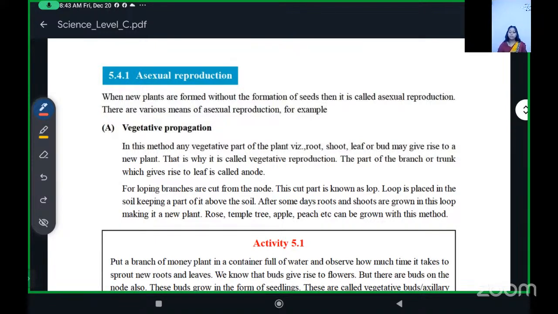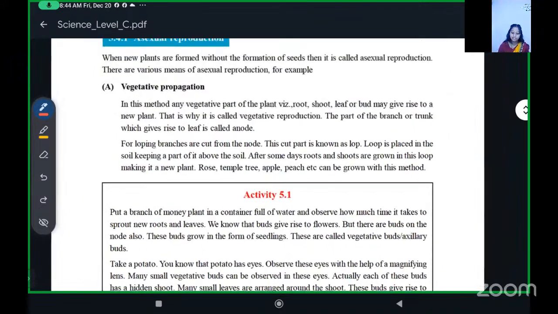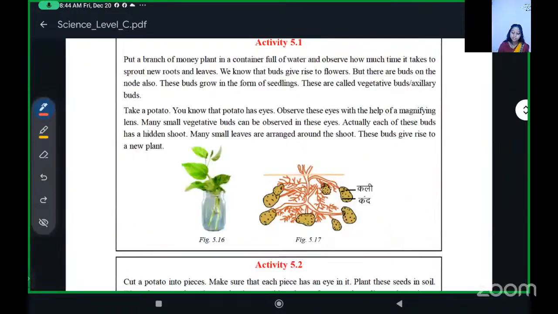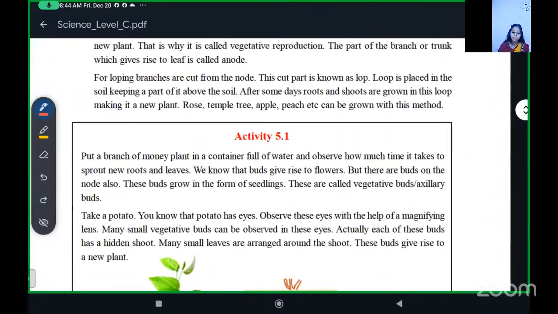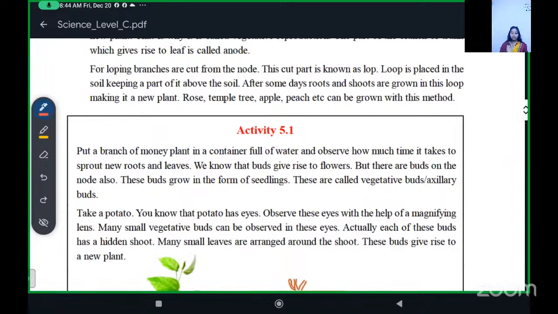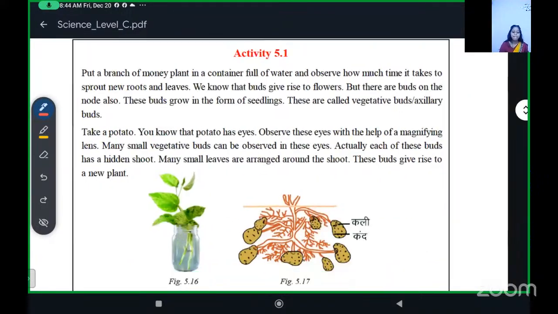The part of the branch or trunk which gives rise to a new leaf is called a node. Now, for looping, branches are cut from the node. This cut part is known as a loop. The loop is placed in the soil, keeping part of it above the soil. After some days, roots and shoots grow in this loop, making it a new plant. Rose, temple tree, apple, peach, etc. can be grown with this method.